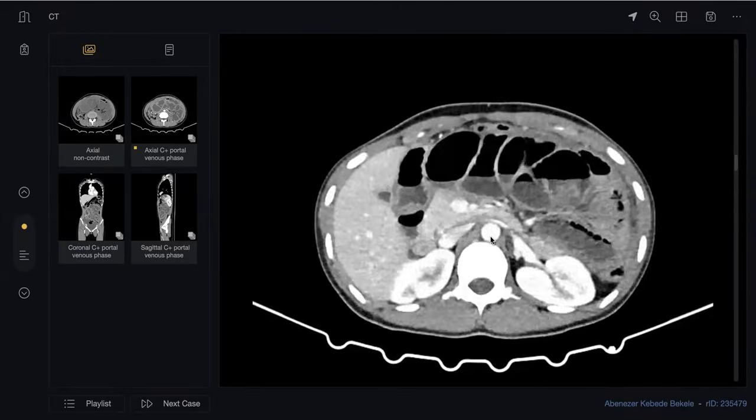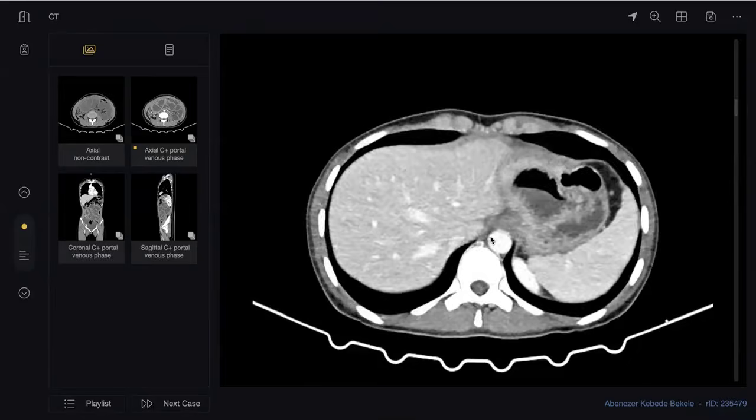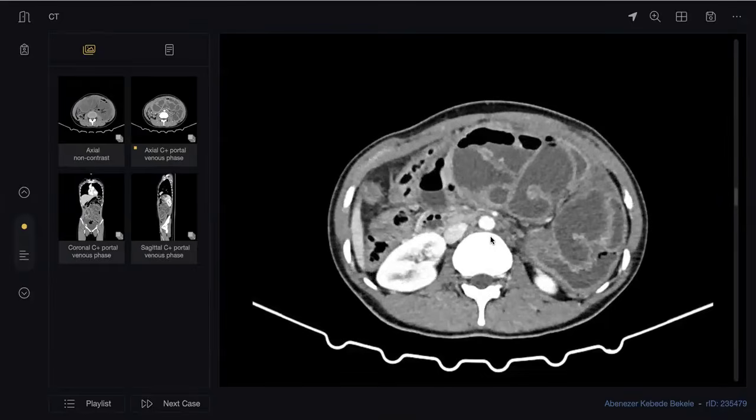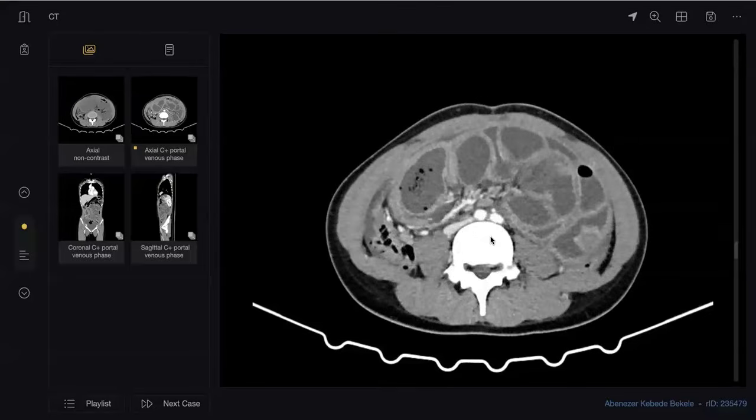Okay, I will also look into the portal vein. The portal vein is also well enhancing, no thrombus noted. Do you know any cause of bowel ischemia where the vessels appear to be normal on CT scan?